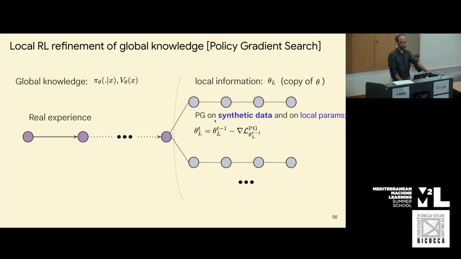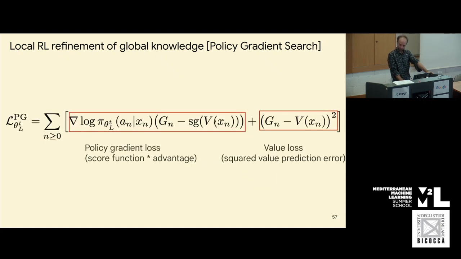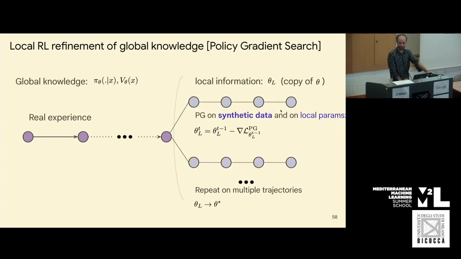And at the end, we don't need to spend too much time on the equation, but this is just the policy gradient algorithm, grad log prob, the advantage and the value loss. We can skip that. And then if we repeat on multiple trajectories, eventually theta L converges to a better version. And so we can act according to pi of theta L. But that theta L is very focused on this state. And as a result, it could become bad in other states. That's why I just toss it. And then I just keep acting for the next state and so on.